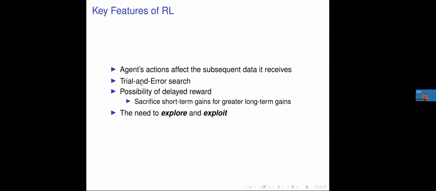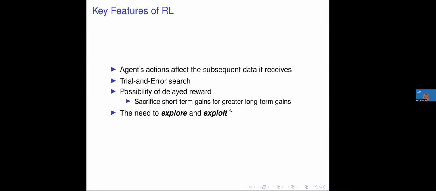And it is a try and error search process because the agent needs to explore, right? So at the same state, the agent may decide to take different actions because it wants to explore the unknown environment. So this is essentially a try and error search process. And also the reward may be delayed. This is something I mentioned before.